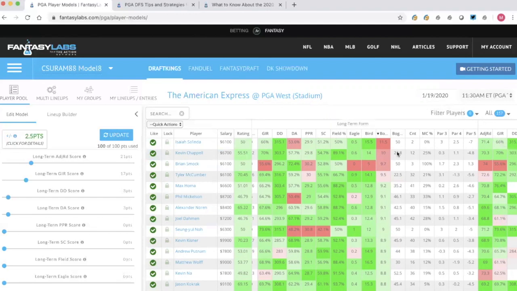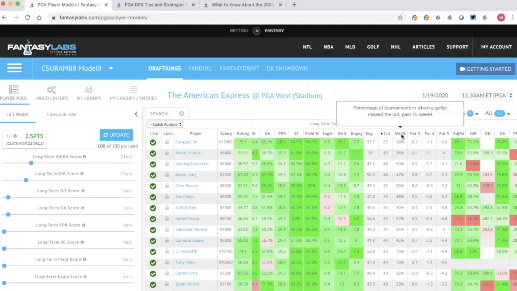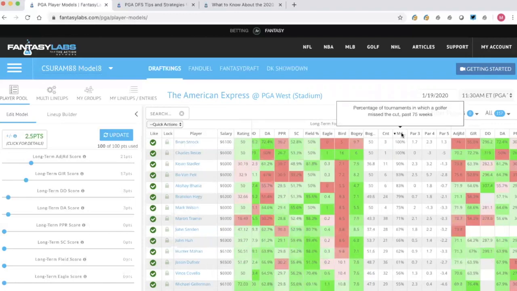The count is the number of tournaments that they've played over the past 75 weeks. So again, Sung Jae Im has played the most. He's played 53 times. Missed cut percentage, pretty self-explanatory. How often they miss the cut in the tournaments that they've played. So you can see Im has been pretty good in terms of making the cut.